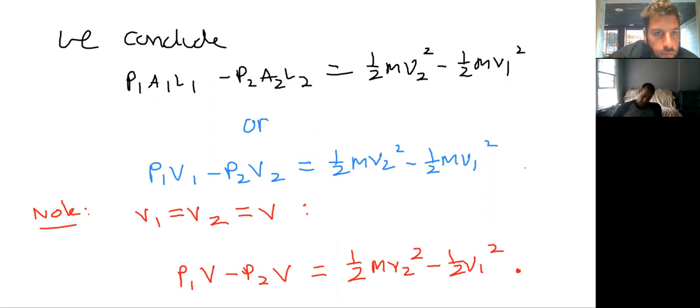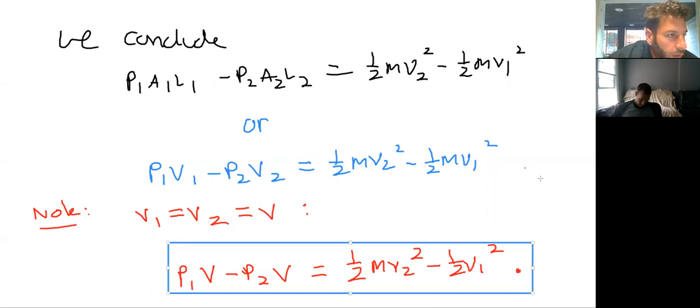It's worth singling this out because it has some very nice properties. Think about it, volume is always positive. So think about what this equation is saying. If P2 is bigger than P1, if there's more pressure from the right, then the left-hand side must be negative. And then that tells you that the right-hand side must be negative. I forgot an M.